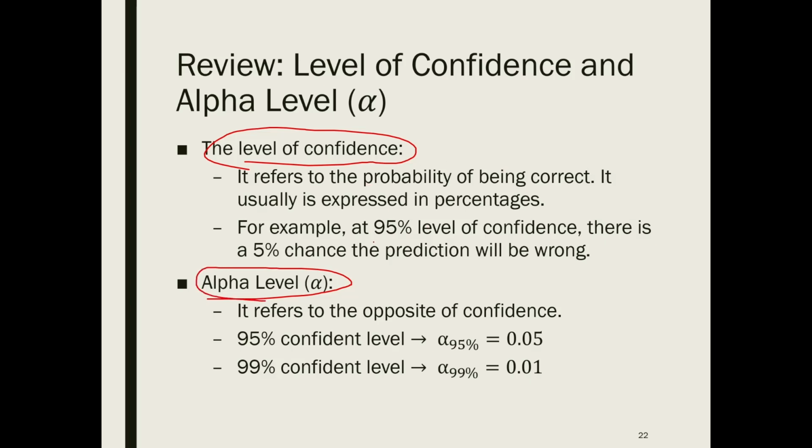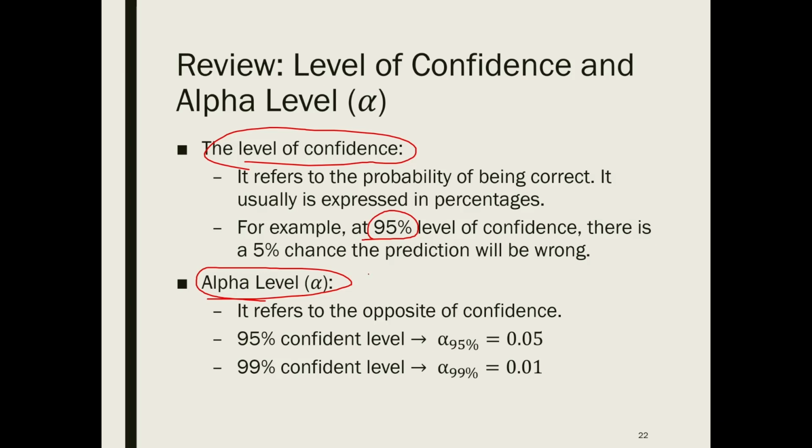The level of confidence is usually set at 95% or 99%. That means a 95% chance we are right, 5% chance we are wrong. And if we set it at 99%, that means 99% of the time we are right, and only a 1% chance that we are wrong, right?